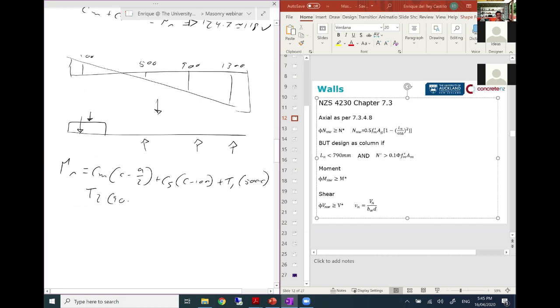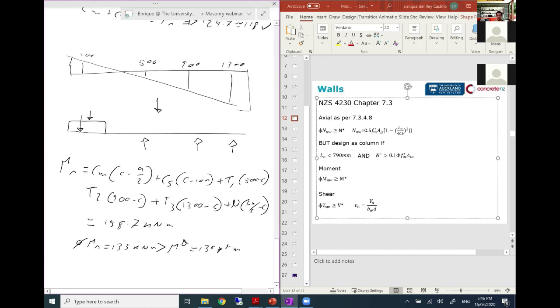Second bar, third bar, and the excellent. And this is equal to 158.7 kilonewton-meters. So if we multiply by the strength reduction factor, it's 135 kilonewton-meters, which is larger than M star, which is 130 kilonewton-meters. I hope I didn't go too fast or too slow, and no one fell asleep in there.